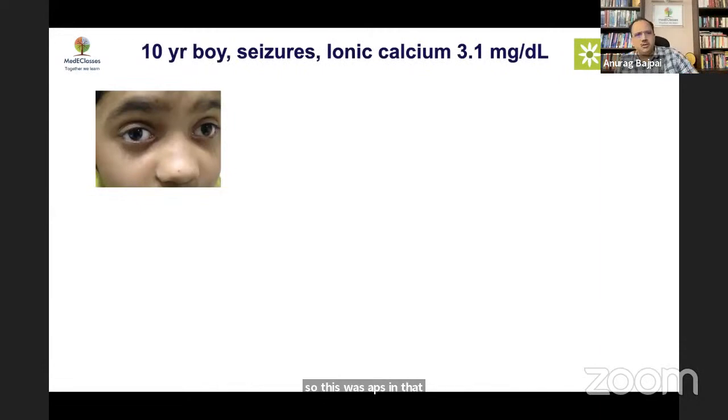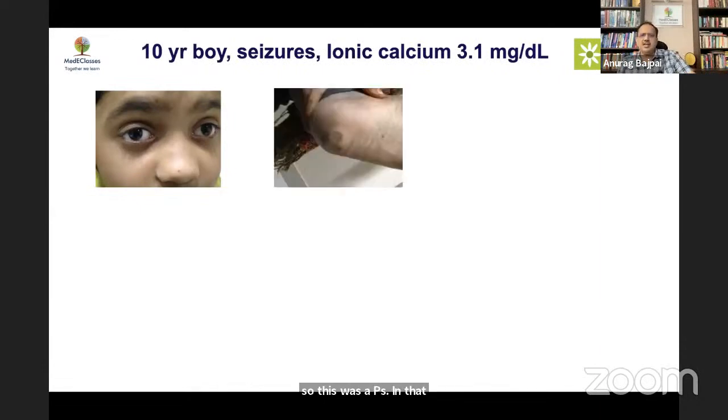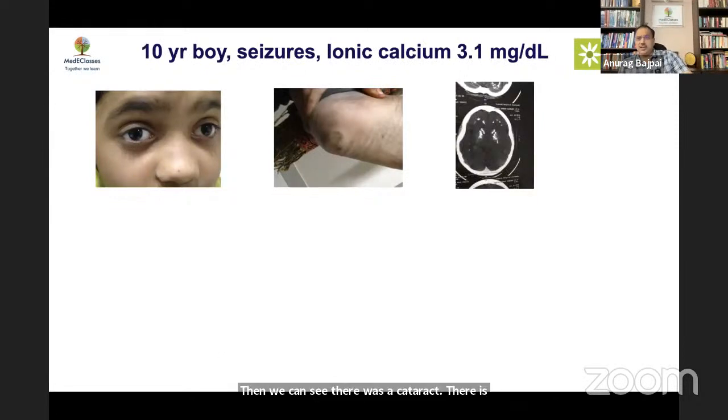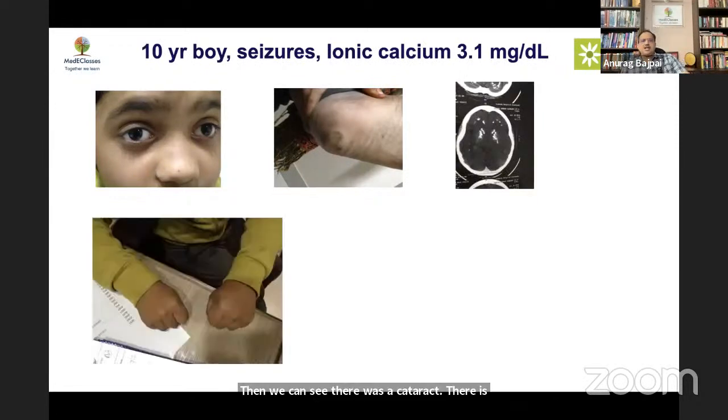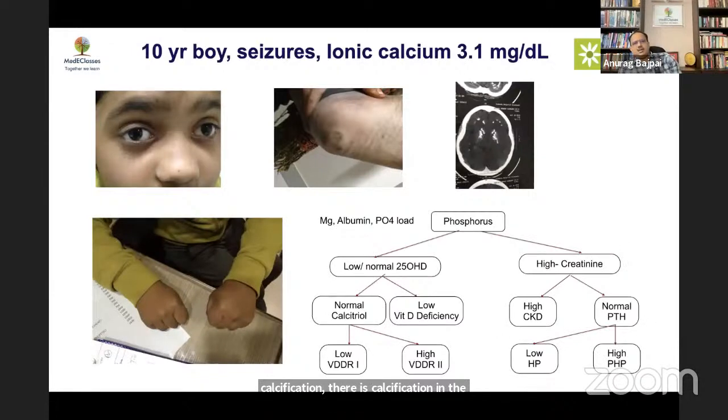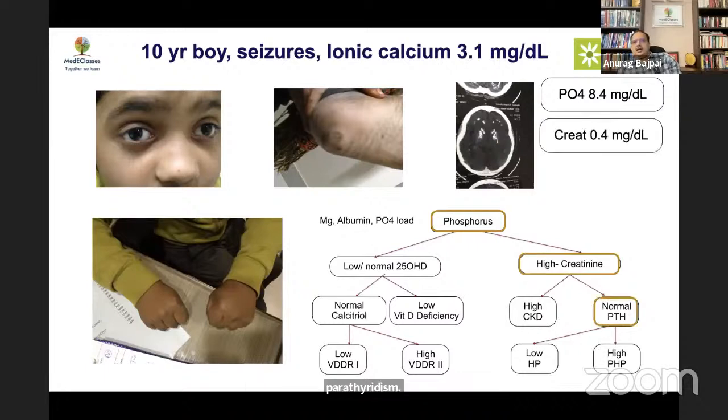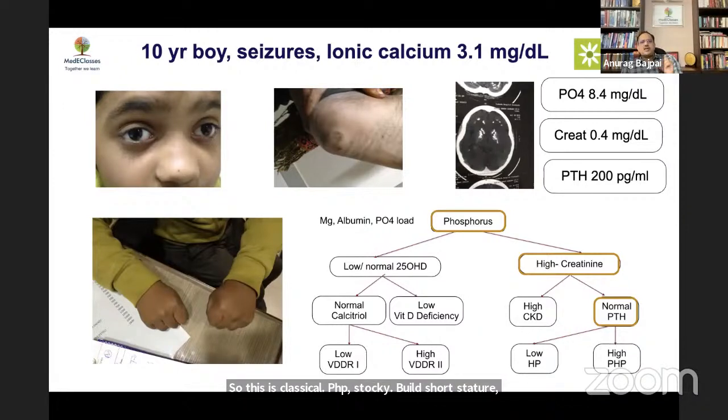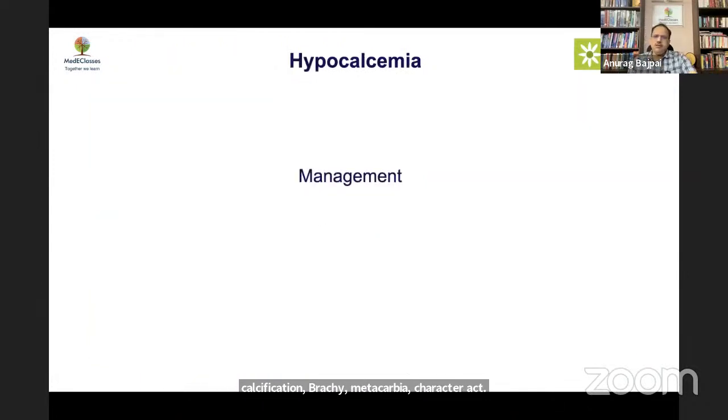In the final case, a 10-year-old boy with seizure, we can see there was a cataract, there is calcification in the intracranial region, there is brachymetacarpia, and this clearly was suggestive of a case of pseudohypoparathyroidism. Phosphorus was sky high, creatinine was normal, and in that scenario, PTH was high. So this is classical PHP: stocky build, short stature, overweight, cutaneous calcification, intracranial calcification, brachymetacarpia, cataract. So here you should think of PHP. So now we have gone through the overall assessment.